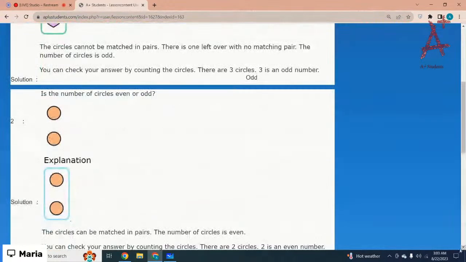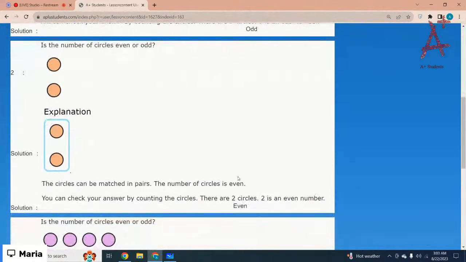Okay, is the number of circles even or odd? Okay, you can see the circles are in the form of pair, right? The circles can be matched in pairs, right? That means the number of circles is even, right? There are two circles, so 2 is an even number.